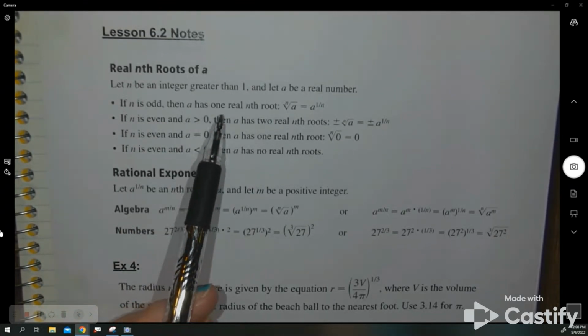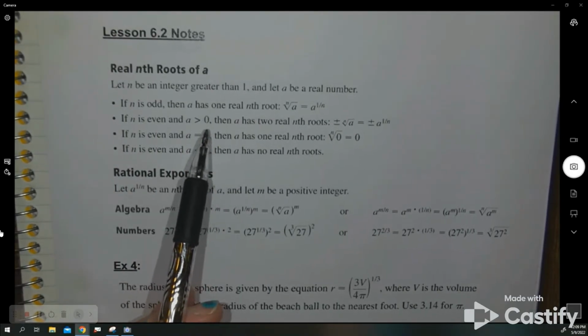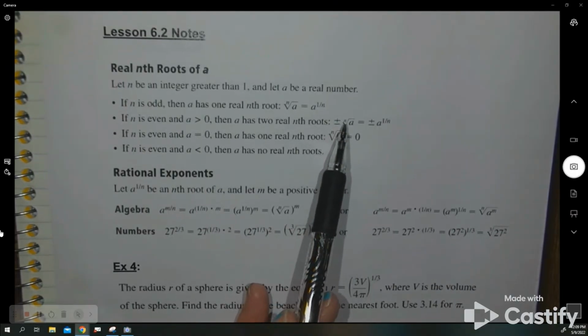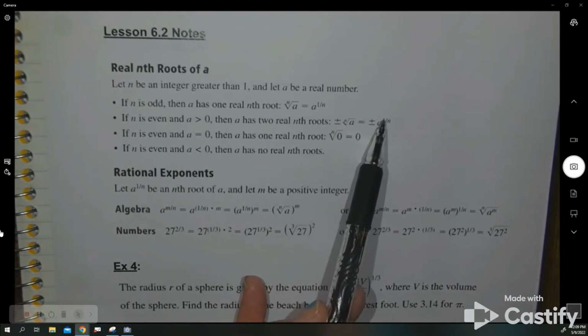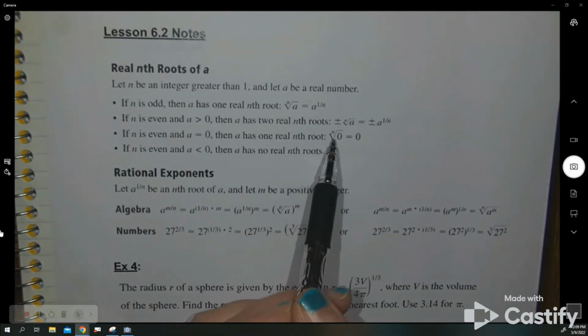If n is odd, then a has one real nth root. So the nth root of a equals a to the 1 over n. If n is even and a is greater than 0, then a has two real nth roots, and that's positive and negative. That's what that plus over minus means, positive and negative. The nth root of a also equals positive or negative a to the 1 over n power. If n is even and a equals 0, then a has one real nth root, which is the nth root of 0 equals 0.